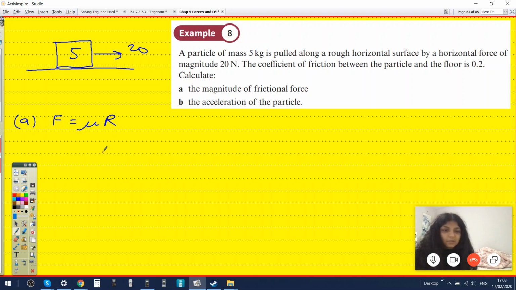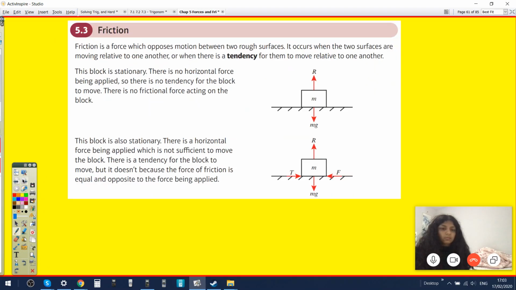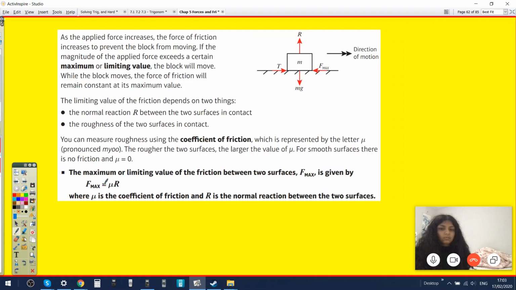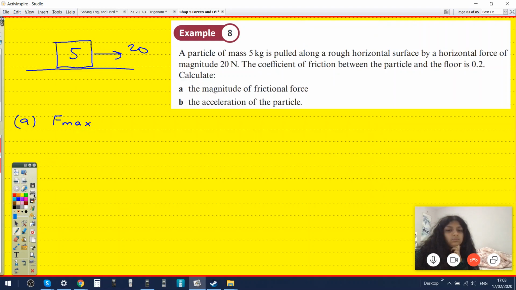Wait, is it F equals mu R or F max equals mu R? I'm just using that for short, but technically it's not. That's only if it is the maximum. If it was just in general, F would be less than or equal to mu R. But in this case, just the friction in general, mu R.